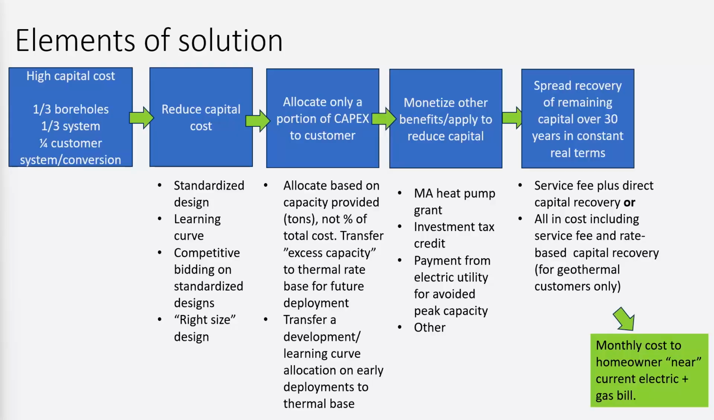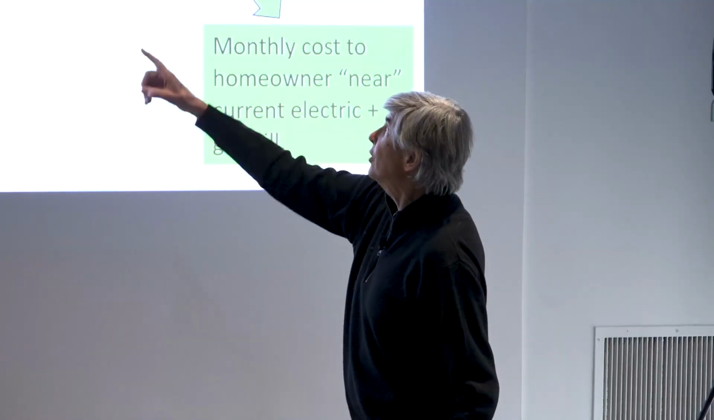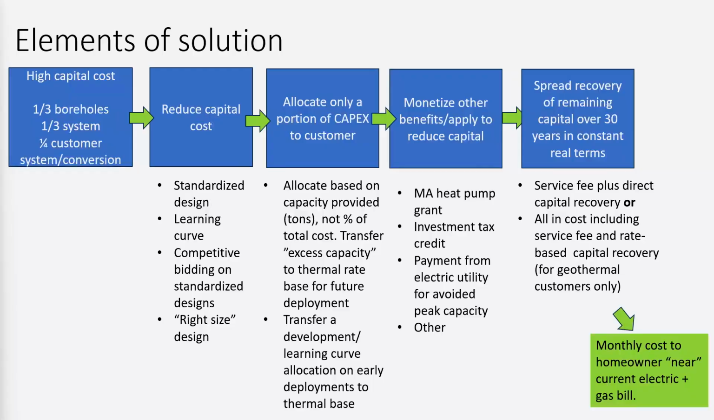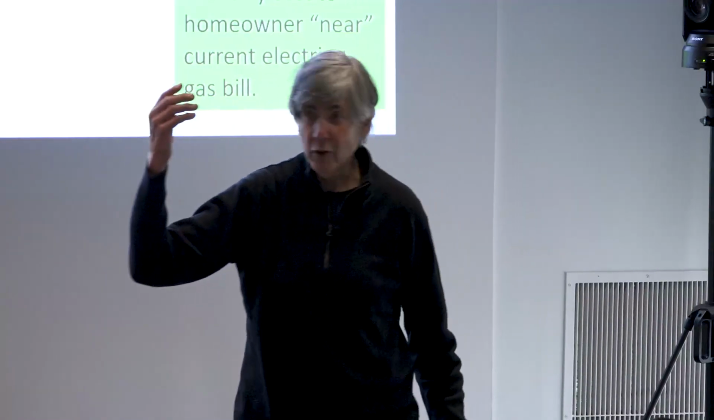How do we solve the problem? Because this is now 2x, right? We need to get monthly cost of the homeowner near current electrical and gas bill. That's what we have to do. 2x, how do we get there? Well, we've got to reduce the capital costs. So you've got to work like crazy. The unions have to work like crazy. We have to get down a learning curve. We really have to do this, right? The capital cost must come down.